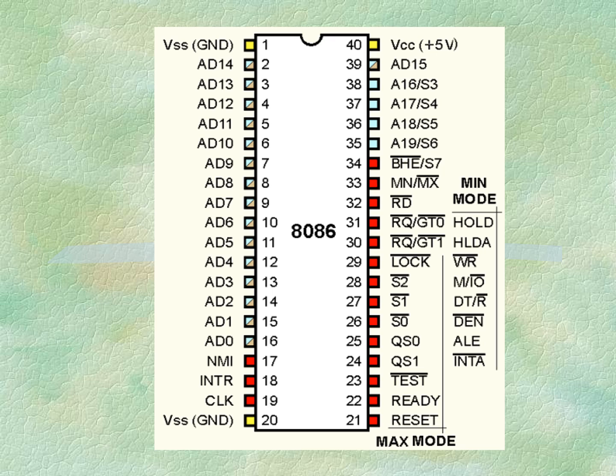You can look into the 1st and 20th pins. Both are ground pins, and the 40th pin is the supply. A 5-volt supply must be given to the 8086 for triggering its operation.